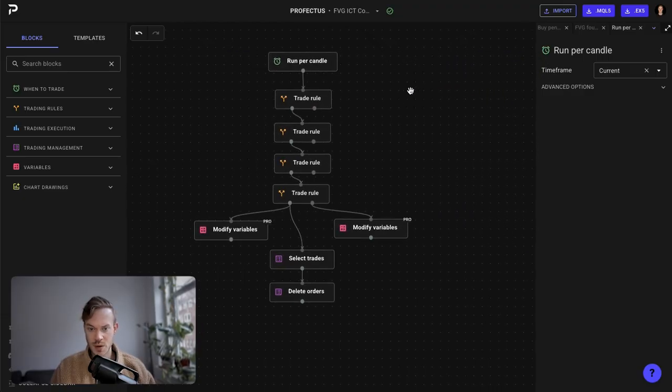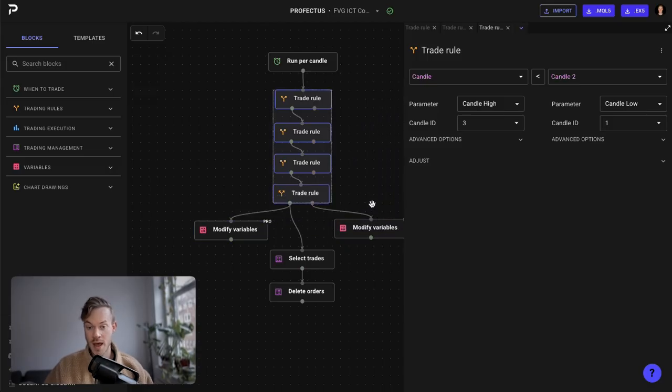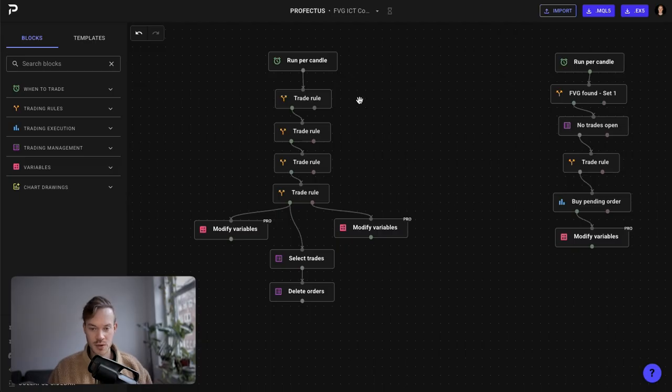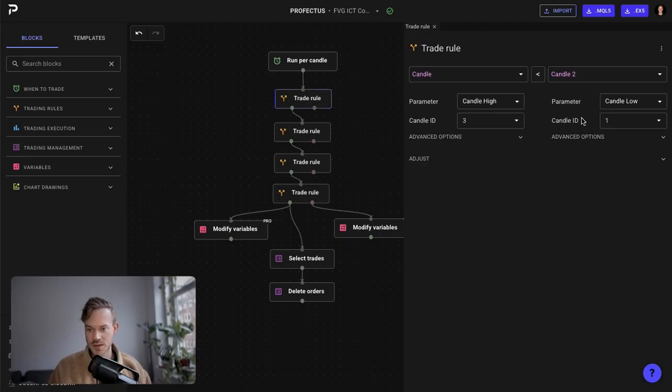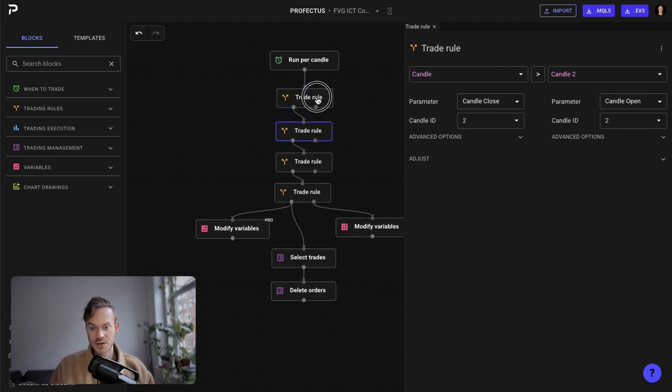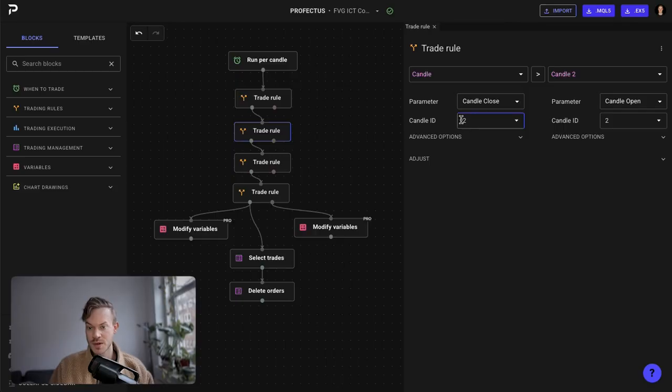Here on the left hand side, where we will focus, we simply run the logic on a per candle basis and check 4 very simple trade rule blocks, which I already explained in the very beginning of the video. For example, the candle high of the third candle, so 3 candles in the past, must be lower than the candle low of yesterday's candle, or the hour before when we are looking at an hourly chart. If this condition is true, then we check the second trade rule block, which means the candle close of the second candle must be above the candle open, so we must be looking at a bullish candle.